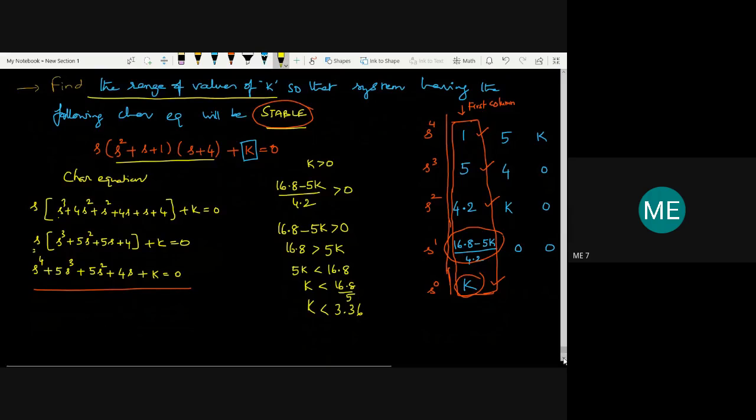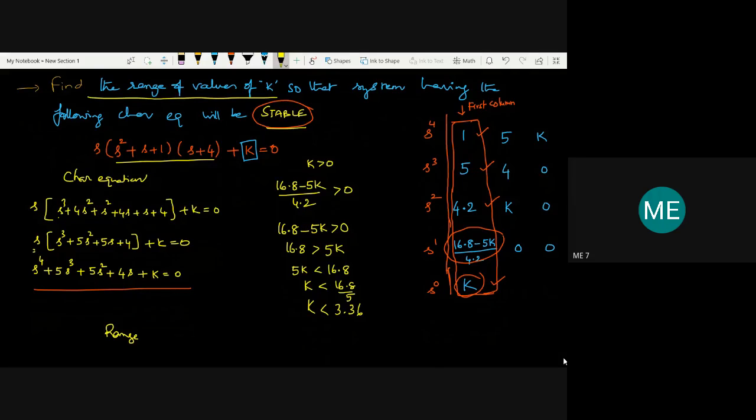So I can write the range now. k is greater than 0, so 0 less than k less than 3.36. This is the range of k for which the system is stable. So the statement should be written: the range of k values for which the system is stable is 0 less than k less than 3.36. So this is how we can calculate the range of values of k for which the system is going to be stable.